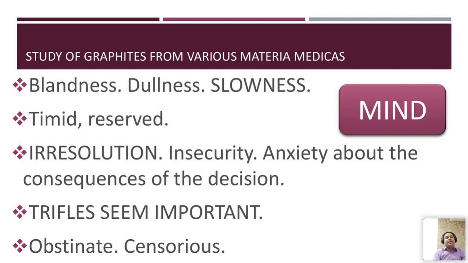So blandness, dullness, and slowness. Blandness and dullness are near synonyms, where you can compare it. Simply to say, blandness and dullness of graphite is very average intelligence. A difficulty to comprehend difficult things. Graphite is not a very intellectual remedy. So as of now, just remember, it is not the subnormal intelligence, idiocy, imbecility of baryta, bufo, thyroidinum, medorrhinum. It is the average intelligence.